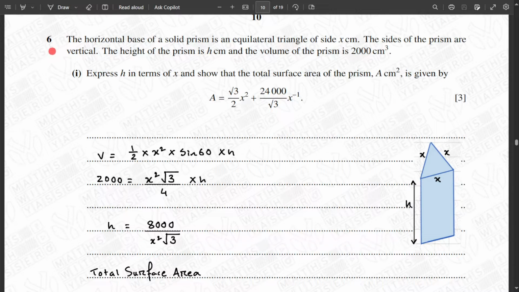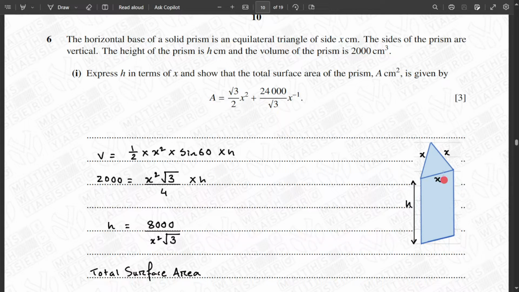Question number 6. The horizontal base of a solid prism is an equilateral triangle of side x centimeter. The sides of the prism are vertical. The height of the prism is h centimeter and the volume of the prism is 2000 centimeter cube. We need to express h in terms of x, and then we need to show that the total surface area of the prism, A centimeter square, is given by this equation.